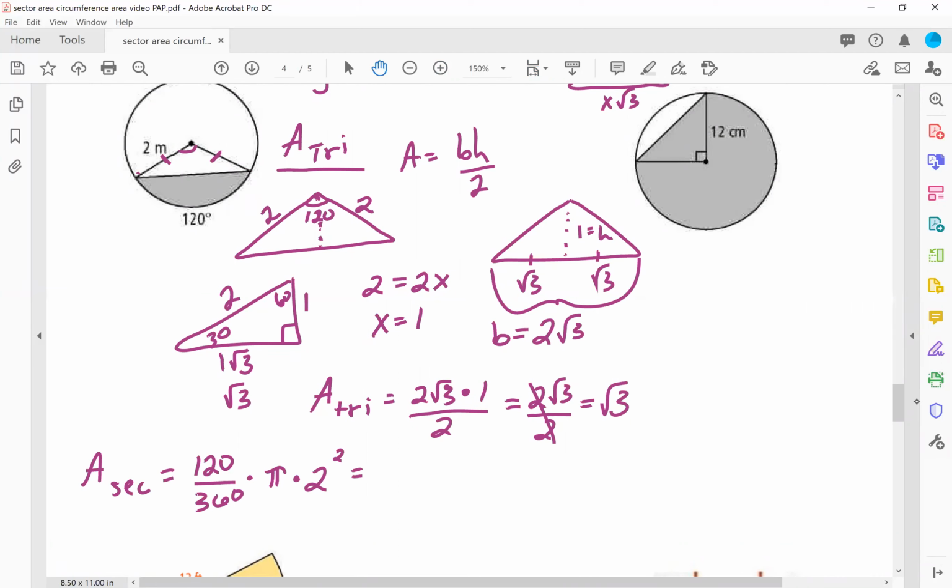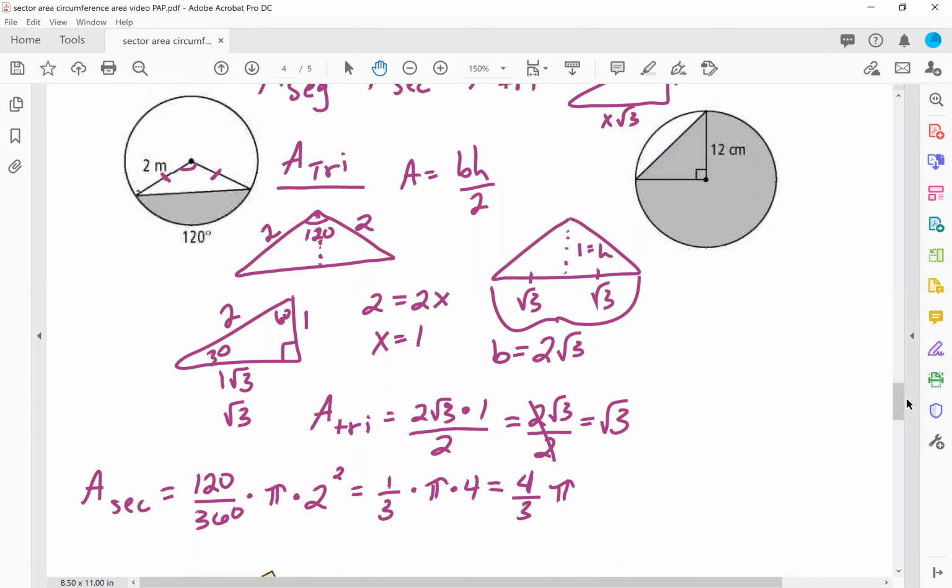So now 120 out of 360, that's 1/3. So I have 1/3 times pi times, and then 2 squared comes out to 2 times 2, which is 4. So I multiply this, I get 4/3 pi. Okay. All I did was multiply the 4 times the 1/3, that's 4/3, and then the pi comes along for the right. So now we have the area of the sector and we have the area of the triangle. This guy here and this guy here.